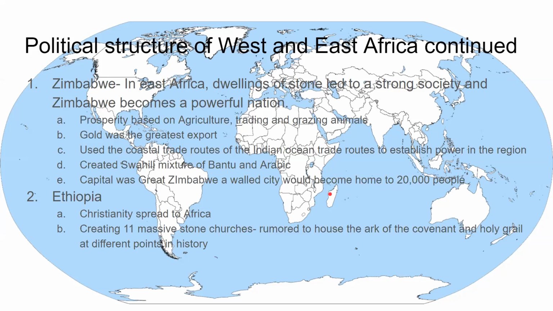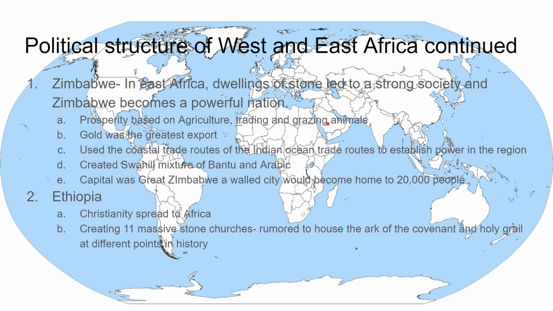Last area we're going to talk about is Ethiopia. Christianity spread to Africa. So Ethiopia is right here, this country right here. Africa is going to have some Christianity, especially up in this area. There's going to be some Christian groups that are able to settle and make a mark and be able to do all those kind of things.